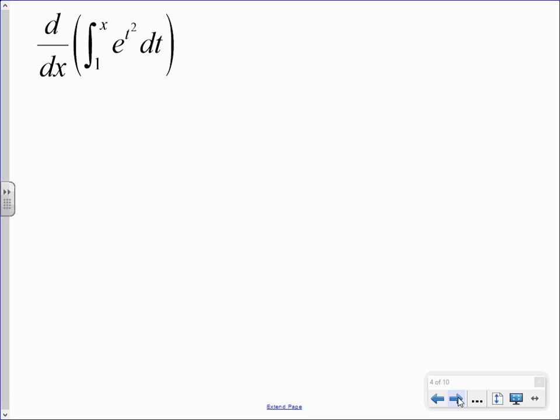All right. So the derivative of the integral from 1 to x of e to the t squared dt will give us what? E to the x squared. Okay? Where's the catch? Where's the catch? It's not a big catch.